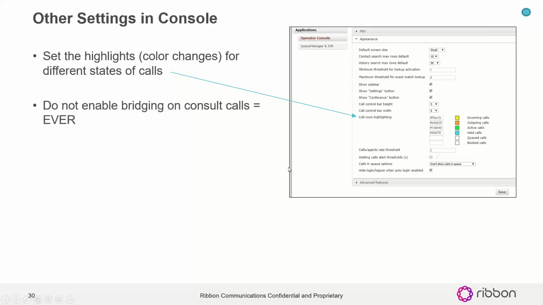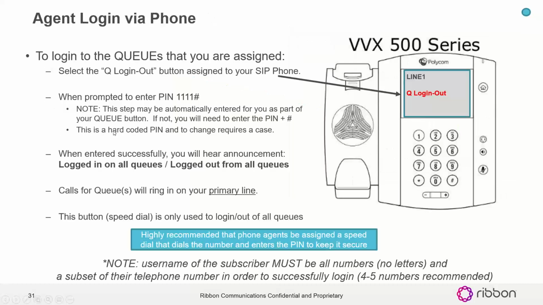There's another thing here too under, I believe it's advanced features, that we ask that you turn off: do not enable bridging on consult calls. That causes problems, so you don't ever want to have that enabled.